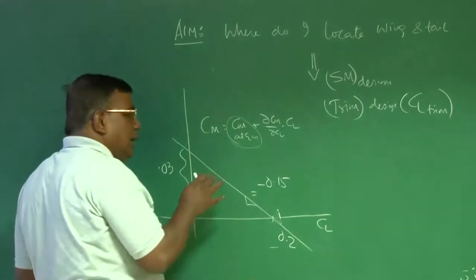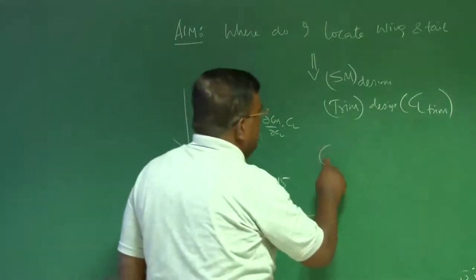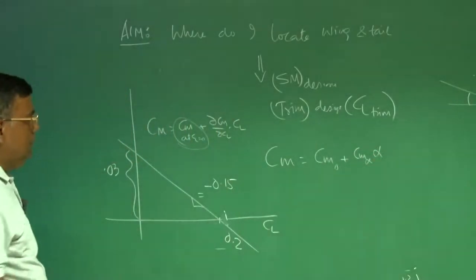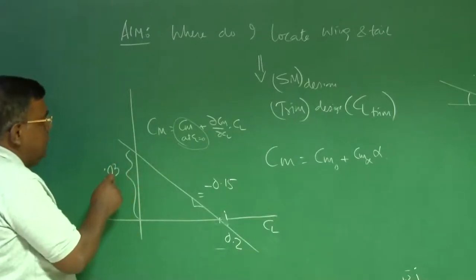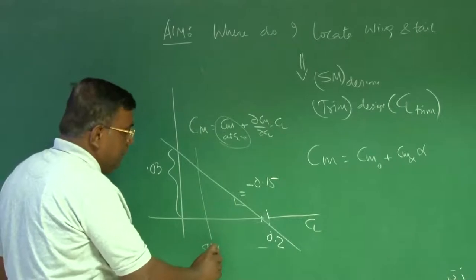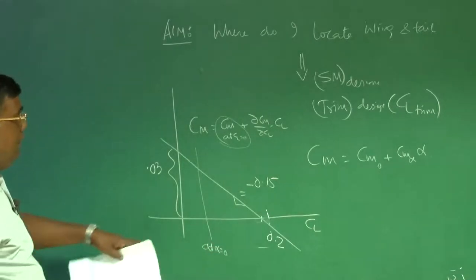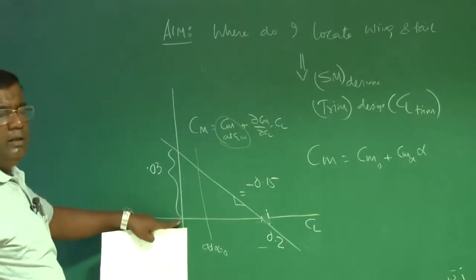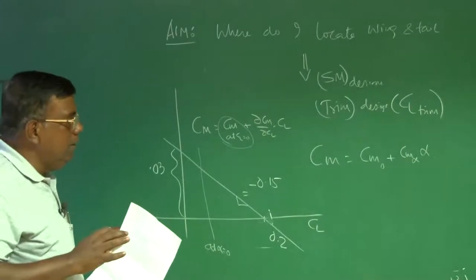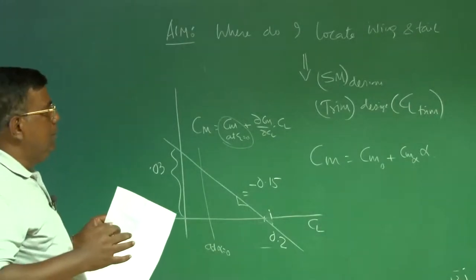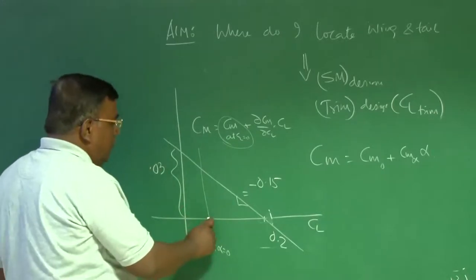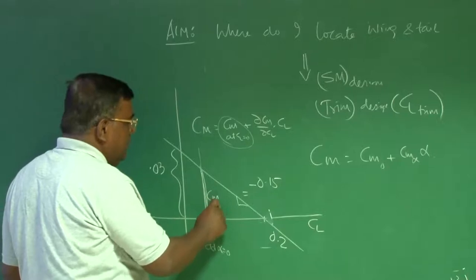It is better as an approximation, you try to visualize like this: CM equals CM naught plus CM alpha into alpha, right? So if you see CM versus CL, this demands that CM at CL equal to 0 is 0.03. You can always find out at alpha equal to 0, if it's a cambered aerofoil. If it's a symmetric aerofoil, then this point is CM at CL equal to 0 as well as the CM at alpha equal to 0. Please understand, at a conceptual stage, we are talking about the expansion of CM, assuming everything to be linear, okay? So if this is 0.03, you can always find out the corresponding value of CM at alpha equal to 0.